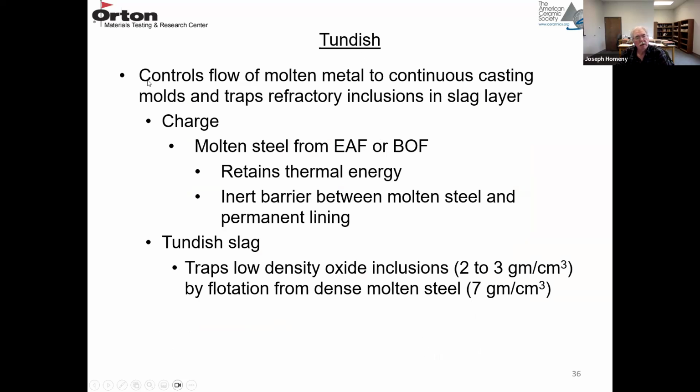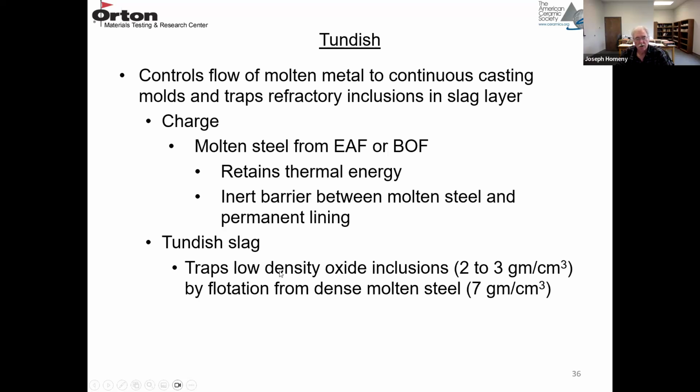And then the tundish controls the flow of molten metal to the continuous caster. It's also picking up and trapping refractory inclusions, and it has a slide gate also. So the charge is molten steel, whether it's from an electric arc furnace or a basic oxygen furnace. The tundish has to retain thermal energy, so it has to be insulated. And it has an inert barrier between the molten steel and the permanent lining. So there's also a slag present, and that's trapping inclusions prior to continuous casting.